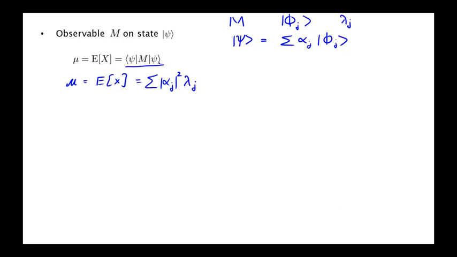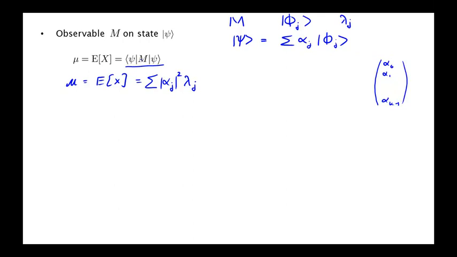So let's write out that quantity. Okay, so what's ket psi? It depends upon which basis we write it out in. So let's write out ket psi in the basis of eigenvectors of M. So what does ket psi look like? Well, it looks like exactly this: alpha naught, alpha 1, up to alpha k minus 1.